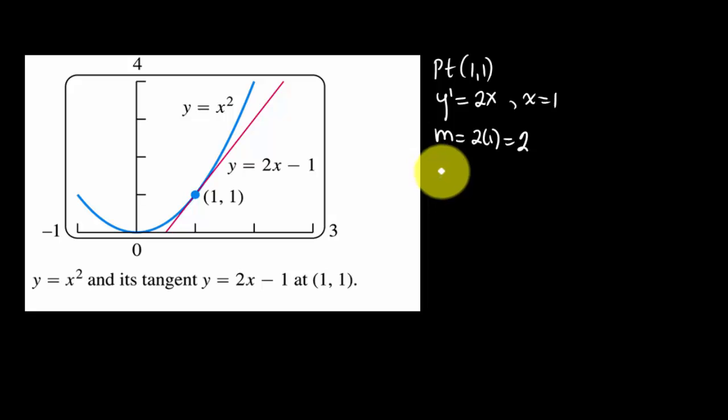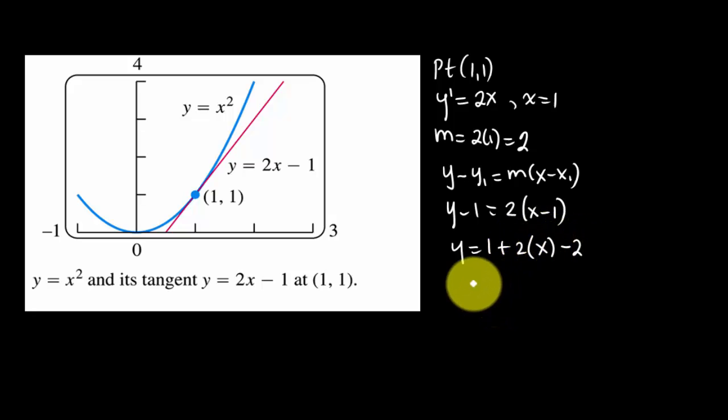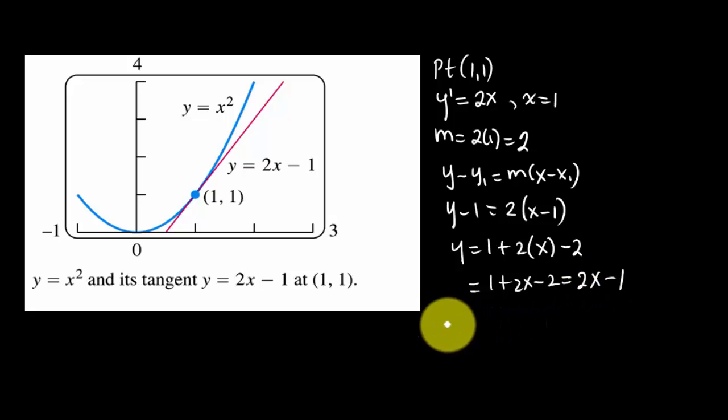Therefore, using the slope point form, the line tangent to the curve is y minus y sub 1 is equal to m times x minus x sub 1. And what is that? That's y minus 1 is equal to 2 times x minus 1. And just solving for y is how we get that. So that means it's y is equal to 1 plus 2 times x minus 2, right? So that's 1 plus 2x minus 2. Does that give us 2x minus 1? Indeed. So there. That's the line tangent to the curve at 1, 1.